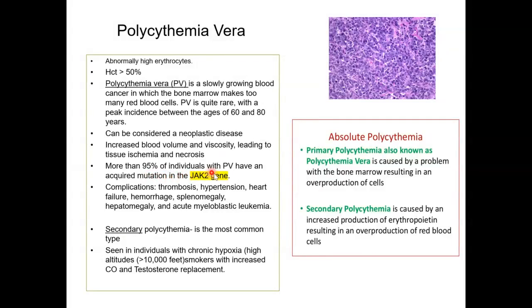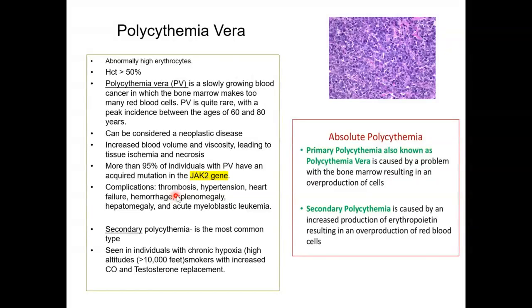More than 95% of individuals with polycythemia vera have an acquired mutation in the JAK2 gene. I don't talk a lot about genes, but this is one gene you want to tuck away that does play a role in different types of neoplastic disease, and it plays a role in this right here. So 95% of the individuals. So this is something genetic that can be inherited, this type of polycythemia vera.